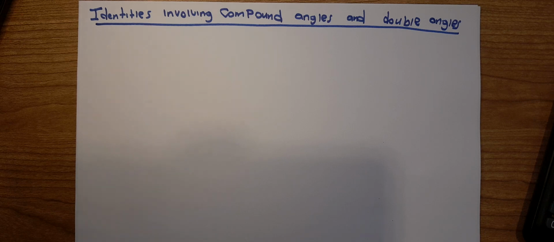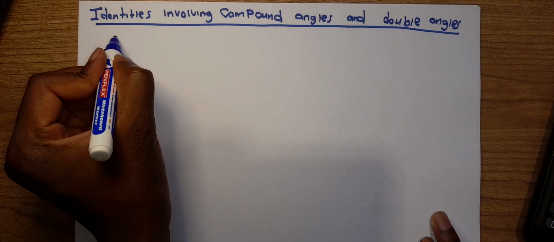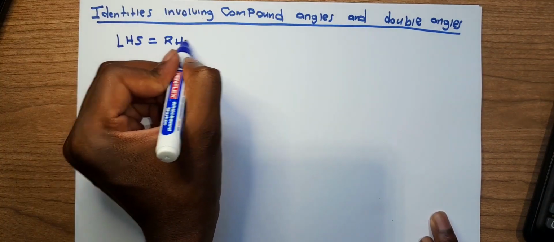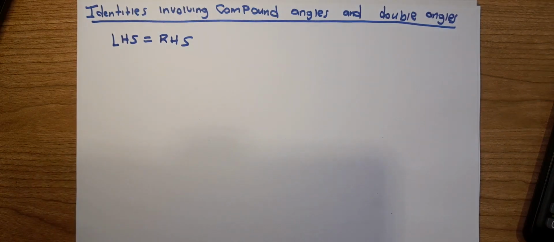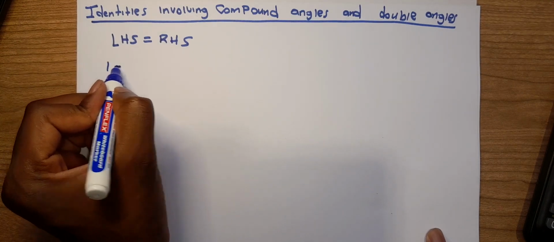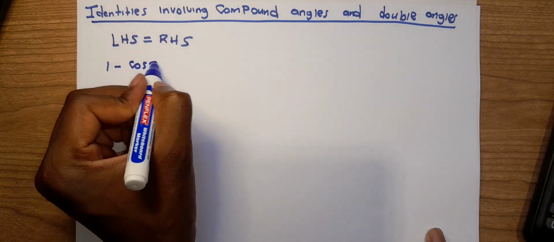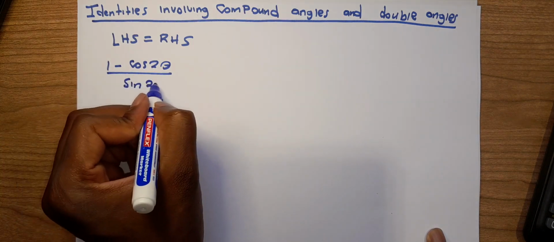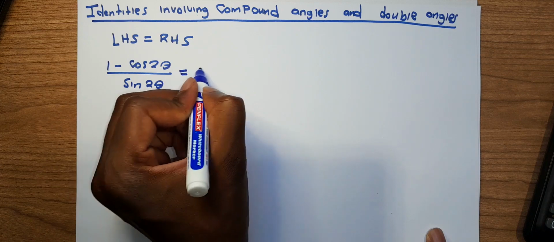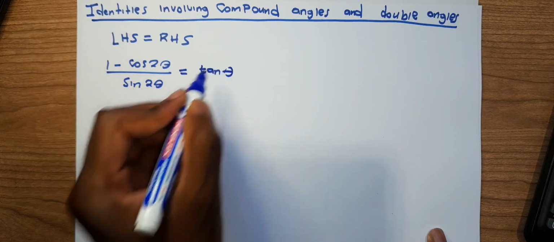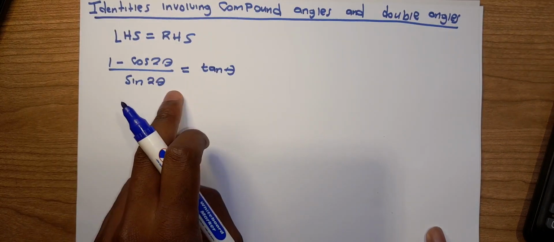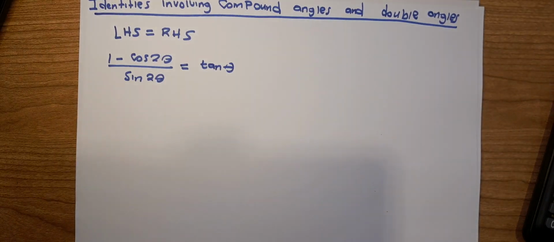Now, what is proving the identity? It's those questions where we need to prove that the left hand side of the equation actually equals the right hand side. Let's start with some simple stuff: 1 minus cos of 2 theta divided by the sine of 2 theta. We need to prove that it equals the tan of theta.